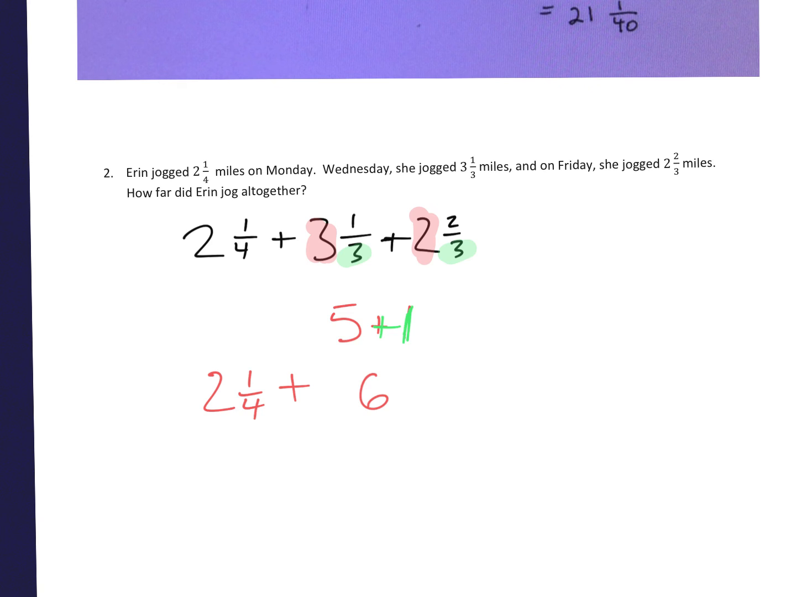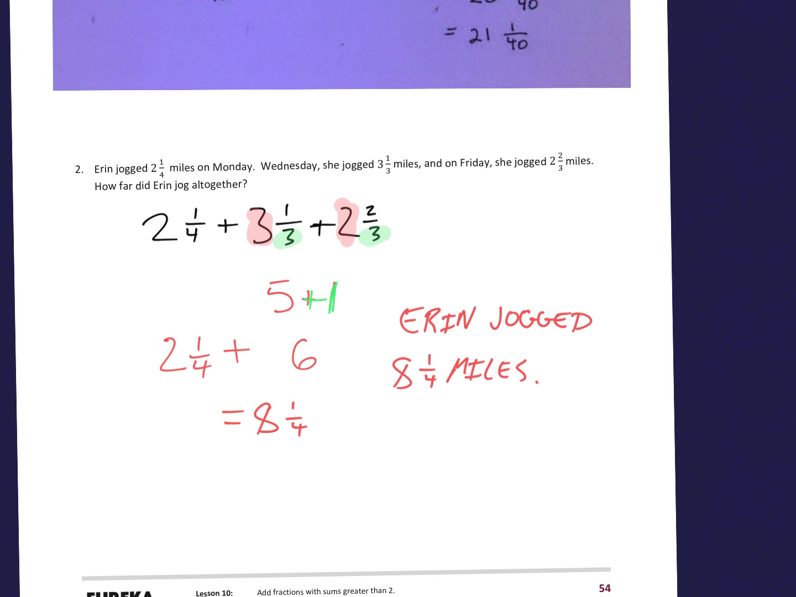I'll let you solve the rest of this by yourself, and I'll have the answer pop up in 3, 2, 1. So my answer is Erin jogged 8 1/4 miles, right? Because this is a whole number, this is a whole number, I can just add them together and bring down the 1/4. All right, kiss your brain if you got that one right.